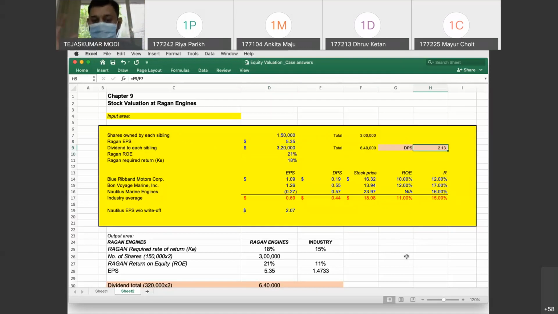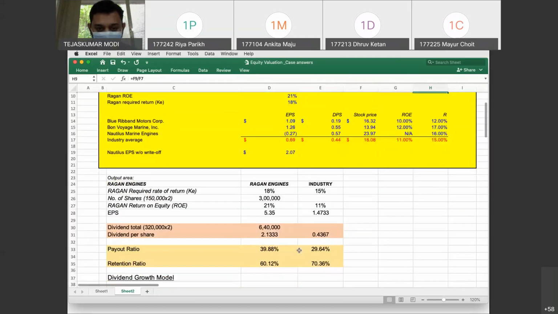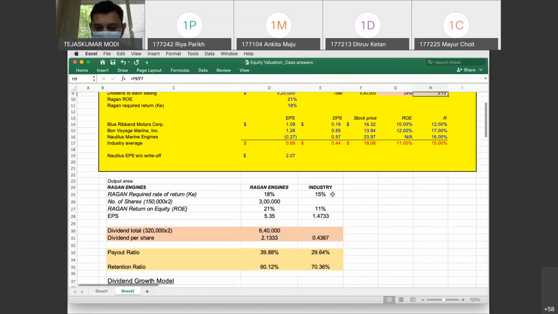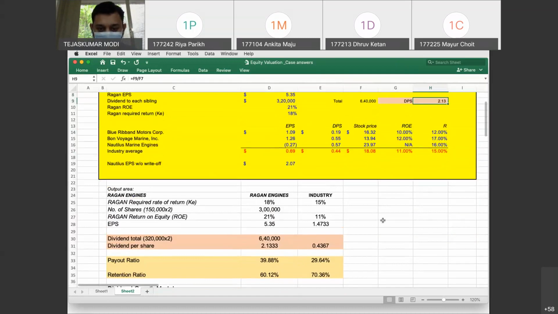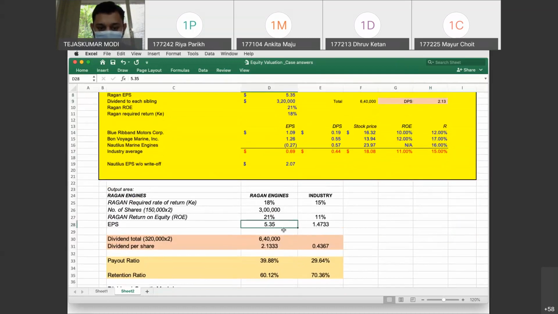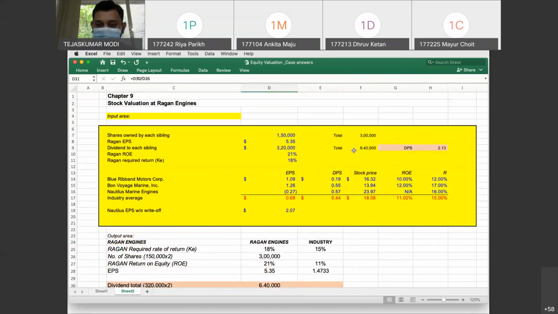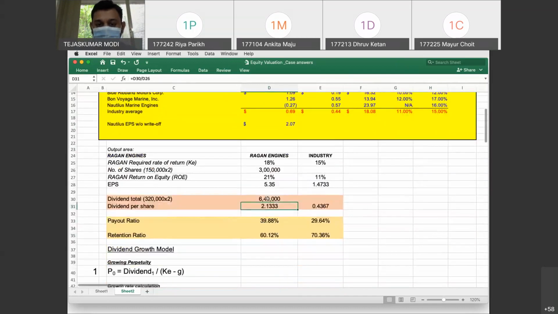Retention ratio is what is not distributed as dividend. So out of 5 rupees 35 paise, 2 rupees 13 paise has been distributed, so the rest of the money will not have been distributed. And the ratio of that is the retention ratio, right? So I will just use that. This is for Reagan, and I have also done that for industry. So see, guys, out of 5.35, 2.13 is distributed as dividend, and this is not magical. I have done 6,40,000 divided by 3 lakh, so that is the dividend per share, 2.133333 like that.